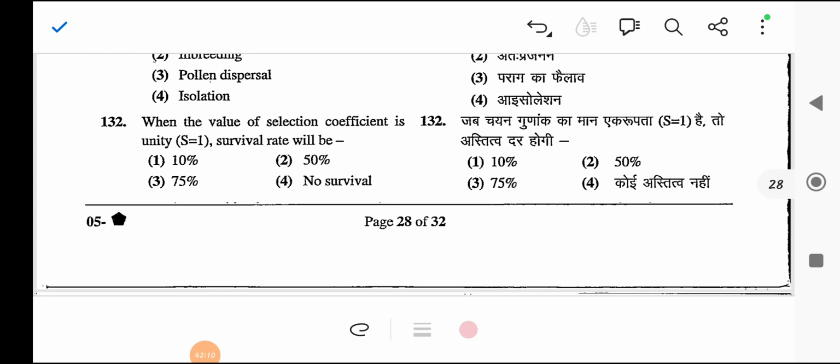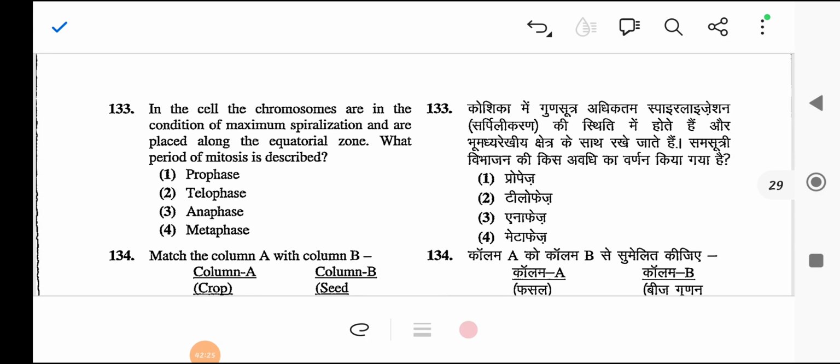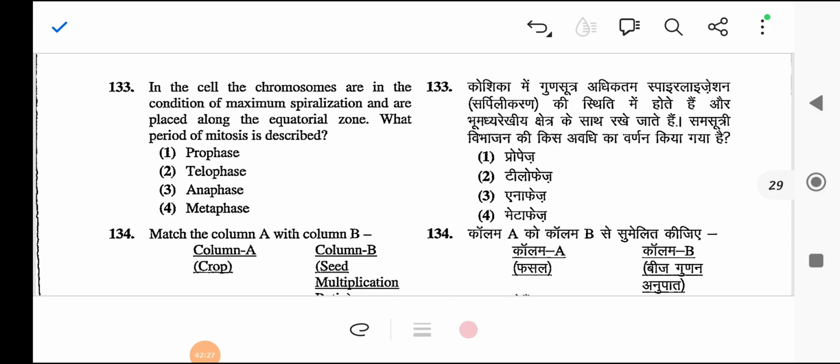Next, when the value of the selection coefficient S is equal to 1, the survival rate will be what? When S is equal to 1, there will be no survival. Next, in the cell, the chromosomes are in the condition of maximum spiralization and are placed along the equatorial zone. Whenever the equatorial zone is mentioned, it will be metaphase.